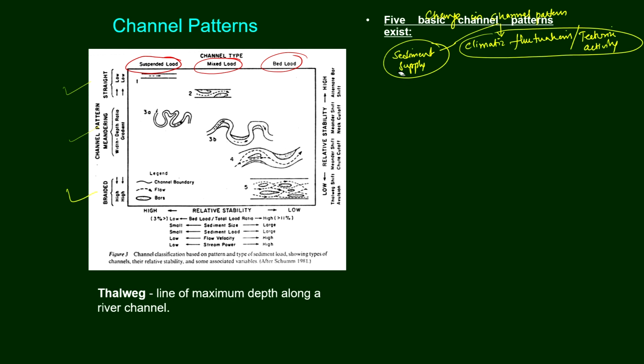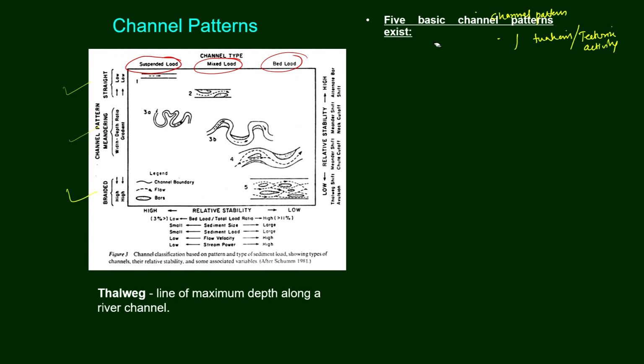So, let us see how these five basic channel patterns tell the story about the influence of climate and tectonics. Five have been shown here. As I told, there is a combination of these where you have the meander with the same width, and here we have a meander with wider width and all that. So, five basic channel patterns.